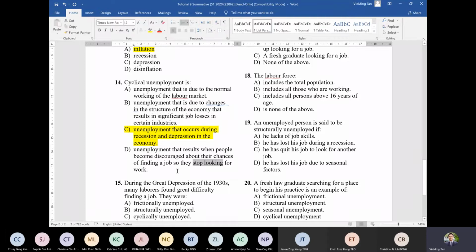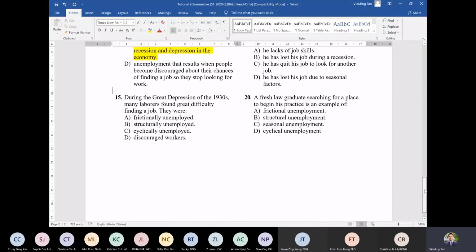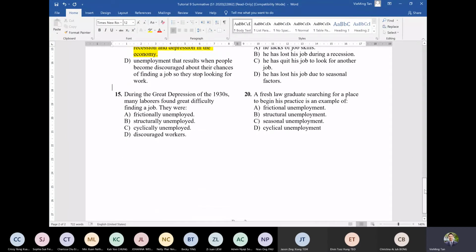I repeat. For D, the keywords are here: stop looking. Stop looking means we should not include these people in the workforce of a nation anymore, because these people already stopped looking for a job. So it's not considered as workforce. These do not affect the unemployment rate in the country. This is how we calculate the unemployment rate. So D is not categorized as any type of unemployment.